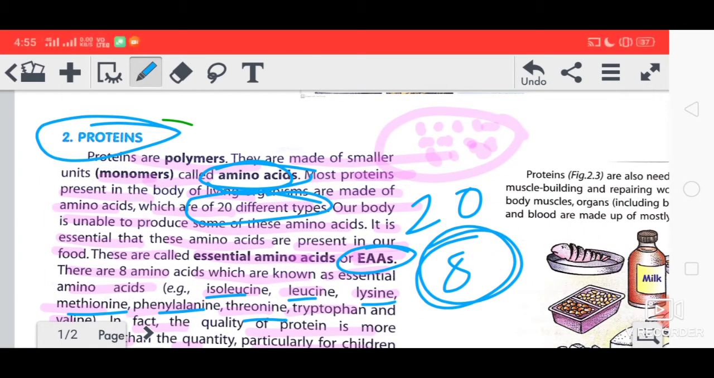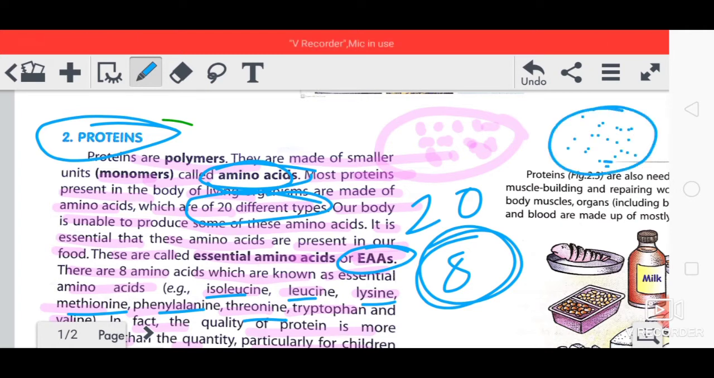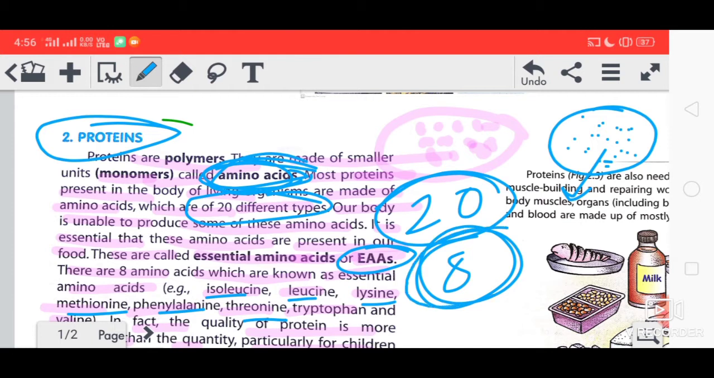Proteins are polymers. Polymers means those made up of smaller units. These smaller units are amino acids. So proteins are made up of smaller units of which kind? Amino acids. And in total, how many amino acids are there? 20 amino acids are there. Out of those 20 amino acids, 8 are essential for our body.